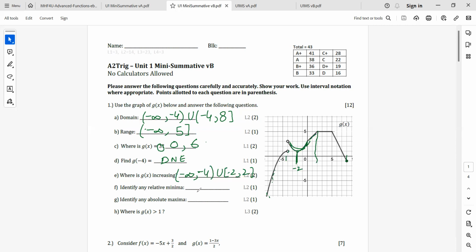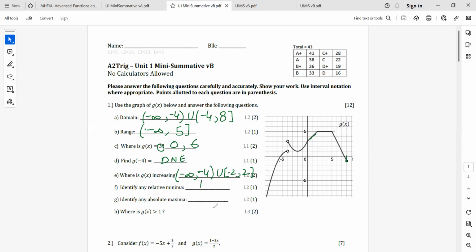Identify any relative minimum. What is relative minimum? What is minimum? I'm telling you, like if you just give a hint. The one that goes downward, minimum means the most minimum value. So what will be the minimum value? It will be 1, right? 1. Very, very good.